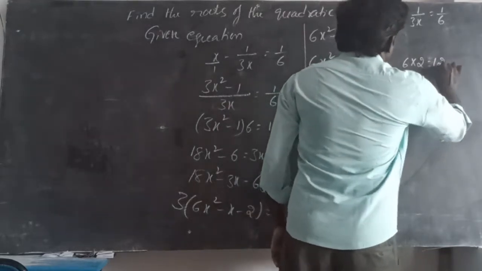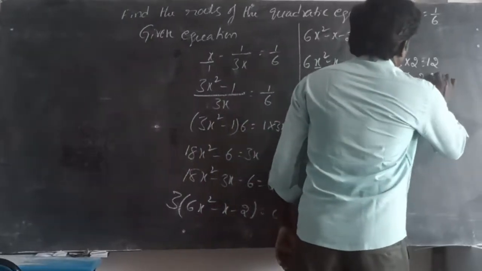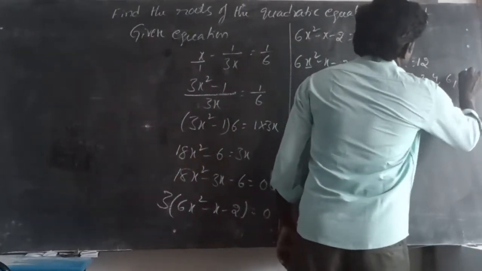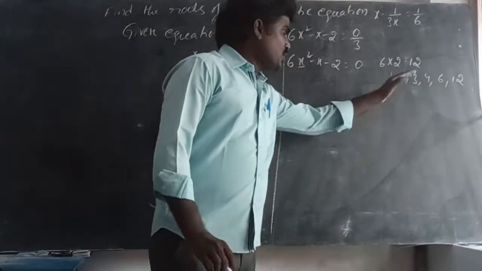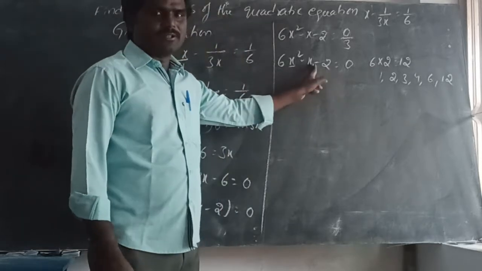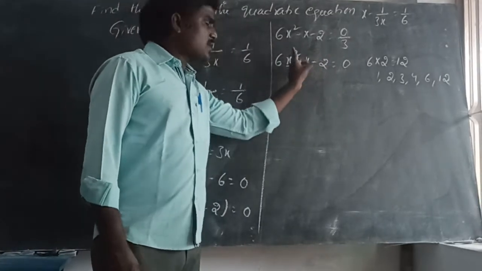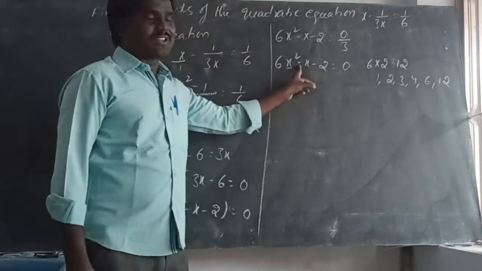is 12. So what are the factors of 12? 1, 2, 3, 4, 6, 12. Okay, in these factors of 12, we take any two factors whose sum or difference becomes the x coefficient. Here there is no x term written; what is the x coefficient? 1. Okay, so which factors do we take? We can write it as minus 1.